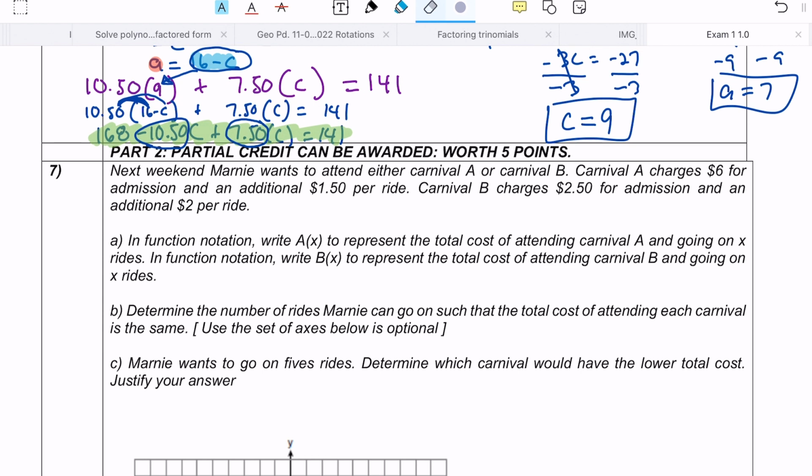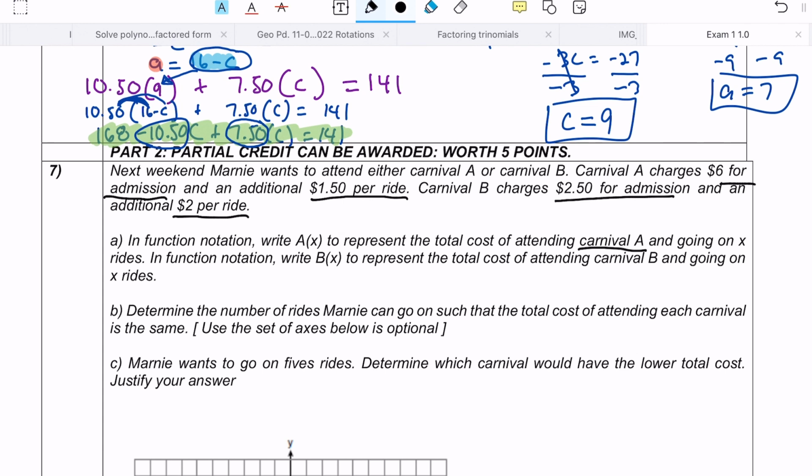So next weekend, Marnie wants to attend either Carnival A or Carnival B. Carnival A charges $6 for admission, an additional $150 per ride. Carnival B charges $250 for admission and an additional $2 per ride. In function notation, write A of X to represent the total cost of attending Carnival A.